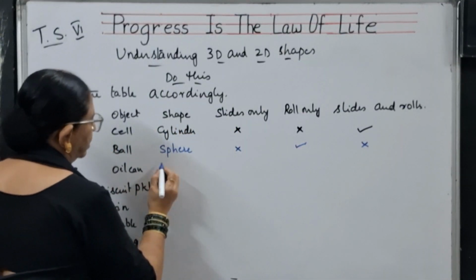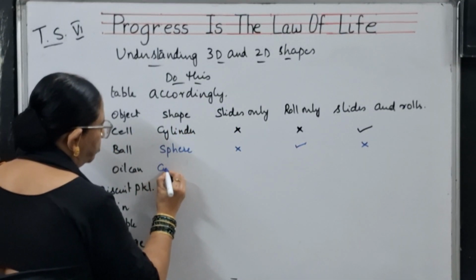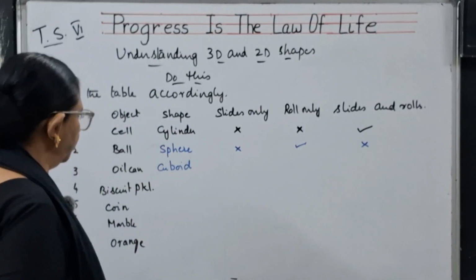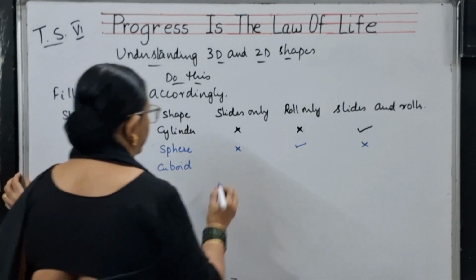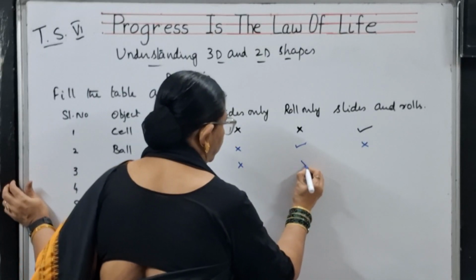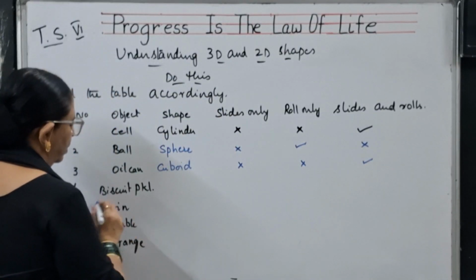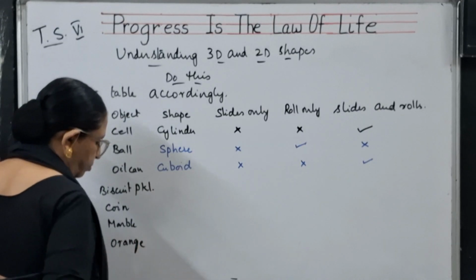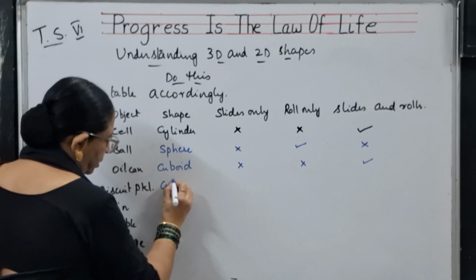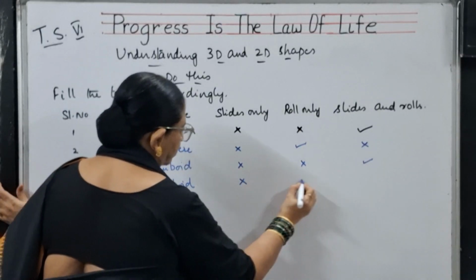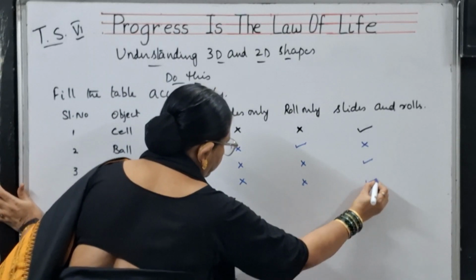Next, oil can. Oil can will be in cuboid shape, children. In cuboid shape, it is not only sliding or only rolling, but it slides and rolls. Both ways it goes. Biscuit packet also you can take as cuboid. So the same thing you can write.